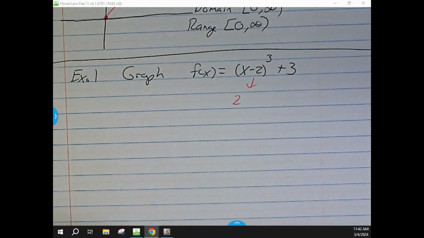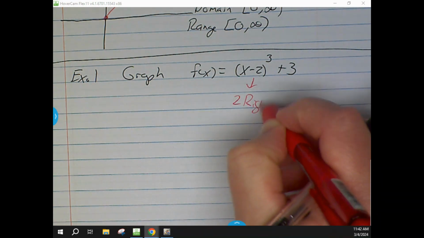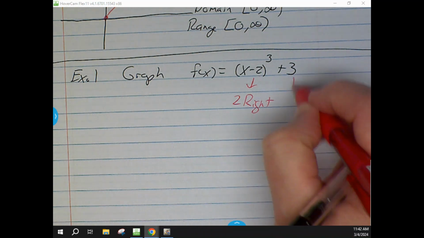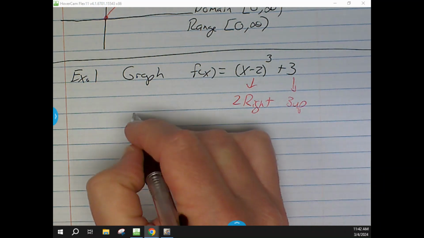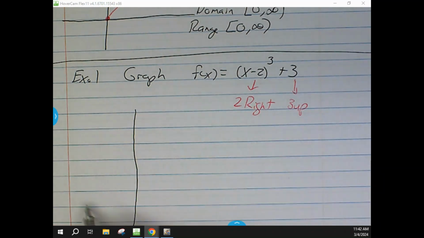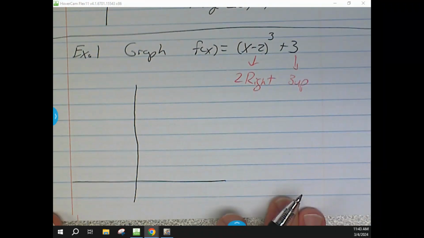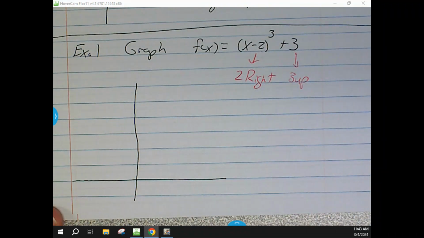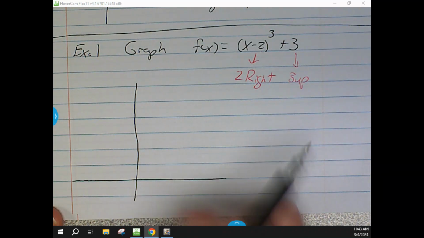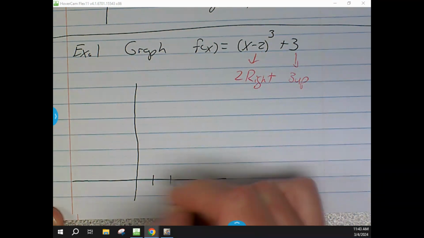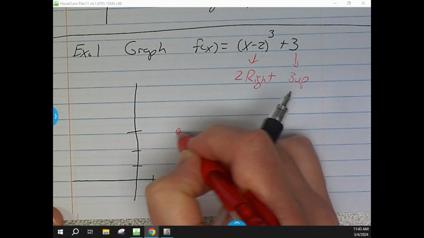We're going to move it left and right, opposite direction. -2 is to the left, so we're going to go 2 spaces the opposite way, to the right. And then 3 up. So instead of being at (0, 0), we go 2 spaces to the right and then 3 spaces up, which would put us here.